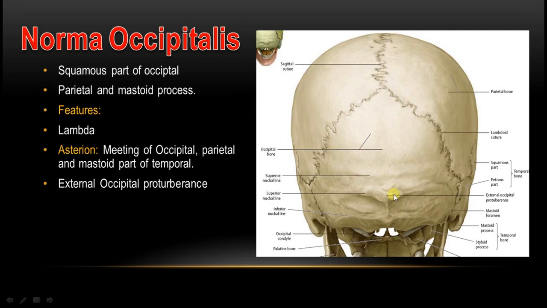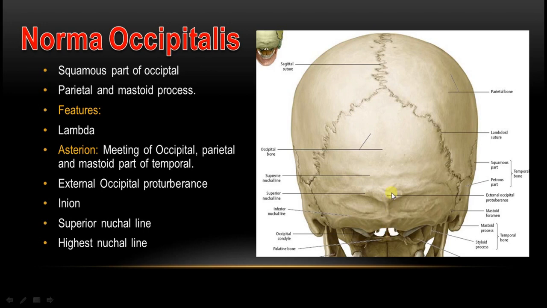On either side of the external occipital protuberance you see the superior nuchal line, which gives attachment to the epicranial aponeurosis and also to the sternocleidomastoid muscle. The most prominent part of the external occipital protuberance is called the inion. Then from the external occipital protuberance, you can see a vertical ridge called the external occipital crest.